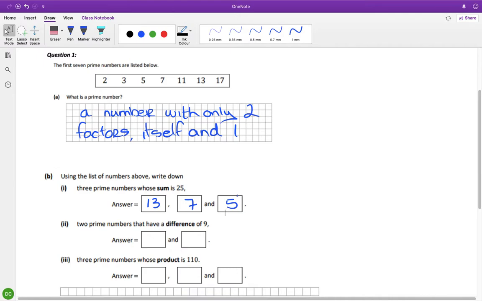11 and 13, no, that's 24. Anyway, definitely have 2 suggestions: 13, 7 and 5, and 17, 3 and 5 will work. Write down 2 prime numbers that have a difference of 9. A difference means when you subtract them, you get 9.